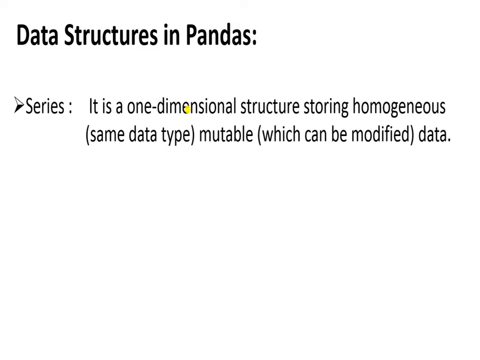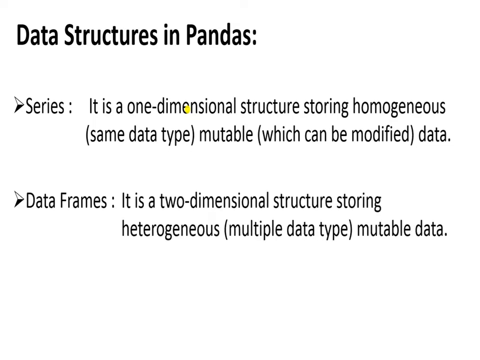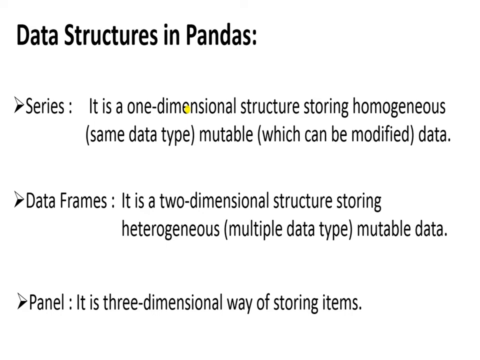In this data structure, the elements should be of the same type, and it is mutable, which means it can be modified. You can make changes in these elements. So we will discuss it in detail later on. Second is data frames. It is a two-dimensional structure storing heterogeneous, multiple data types, mutable data. अब डाटा फ्रेम्स में मल्टीपल डाटा टाइप्स हो सकती है, सीरीज में सेम टाइप की डाटा है, and both are mutable. Third is panel. The third data structure in pandas is panel.